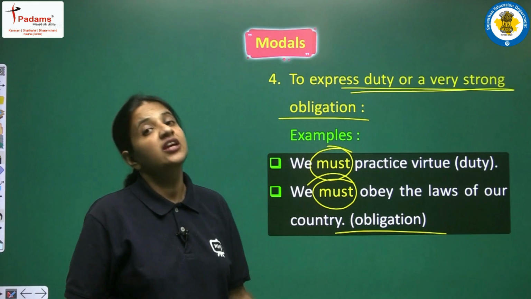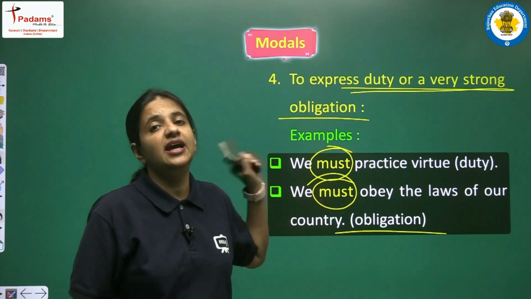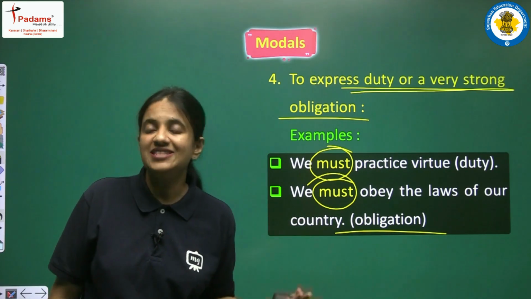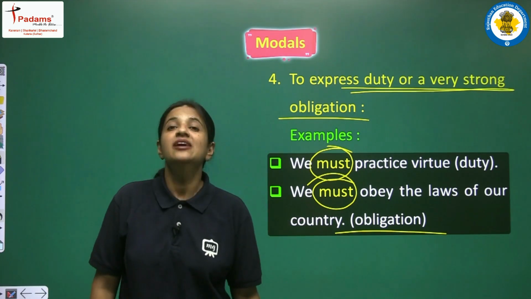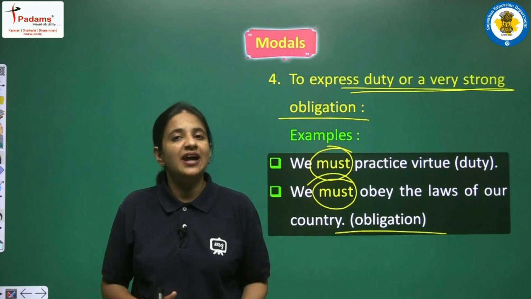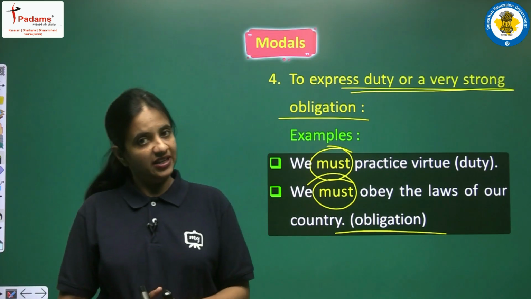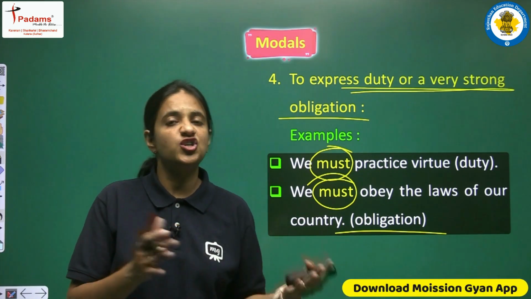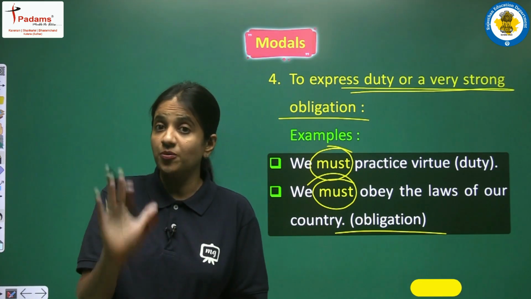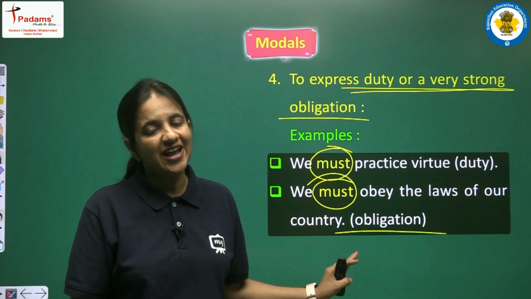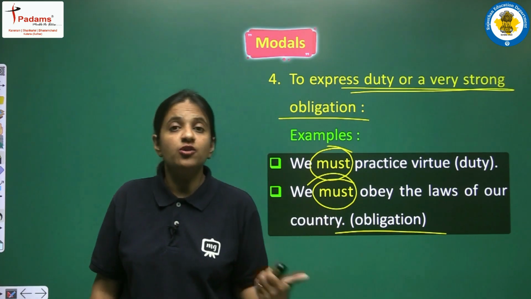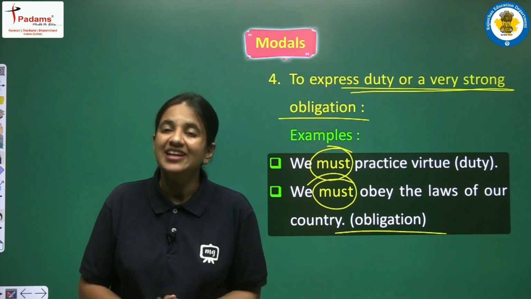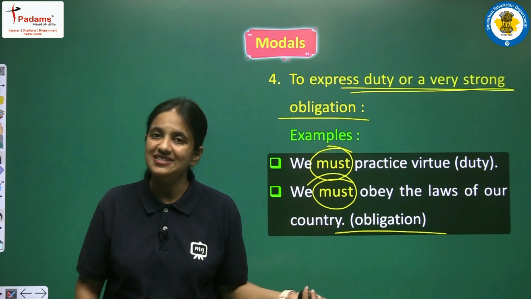One more example, we must obey the laws of our country, and again we have one kind of obligation. So when we are using must, then it is not at all one advice. We are not talking about someone's duty, someone's moral responsibility here, but we are talking about something that is very much important, very much necessary, something that he or she has to perform, no other option is available. So when we are trying to show such strong beliefs, such a strong fact, or strong determination, then yes, we have to use must in a sentence.